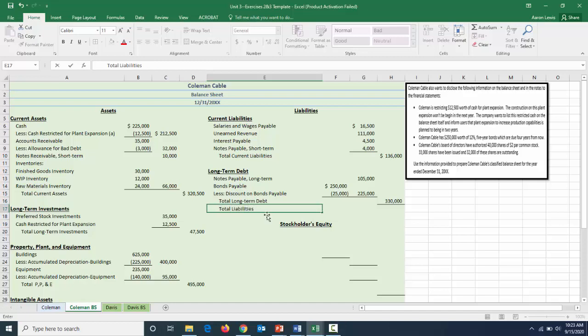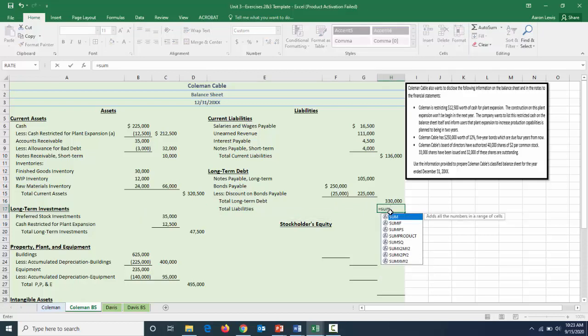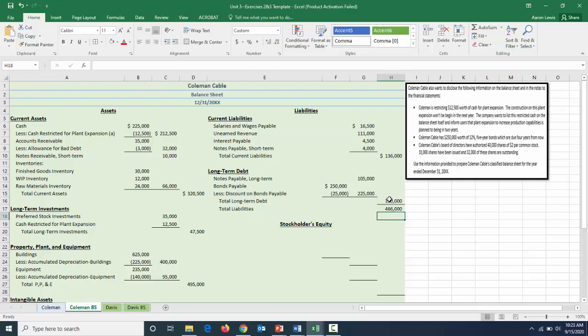We know our current liabilities, we know our long-term debt, so we know what our total liabilities are, and that is just equal to the sum of all of our different classes of liabilities, which is just these two, 136,000 and 330,000 added together. That means Coleman Cable has $466,000 in total liabilities on their books. So we can move on to the stockholders' equity section.